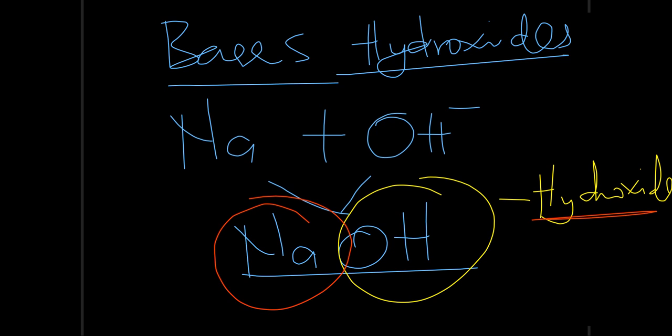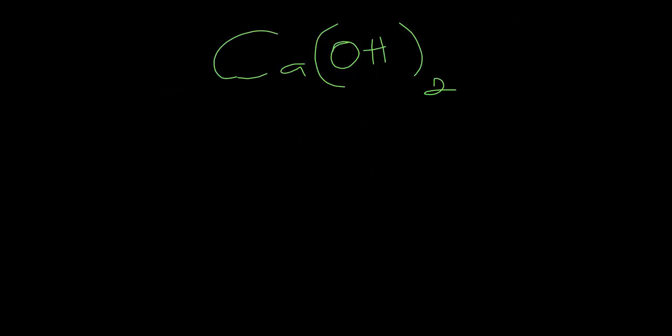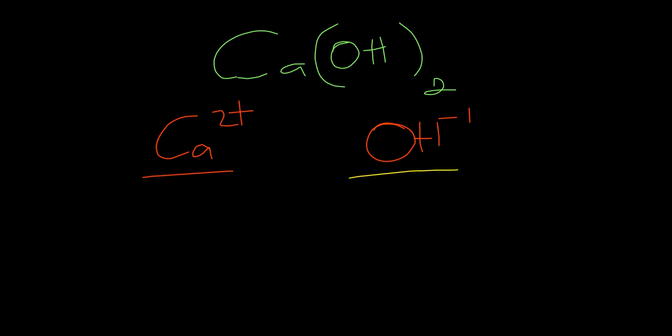So let's look at example 1. In example 1, you have this base, and this base has two main substances. So we have calcium 2 plus and the hydroxide anion minus 1. We name the calcium part. When we are done, we name the hydroxide part. So we will start with calcium.